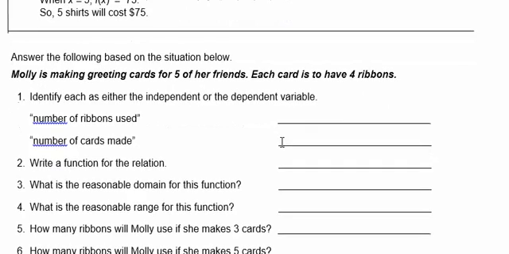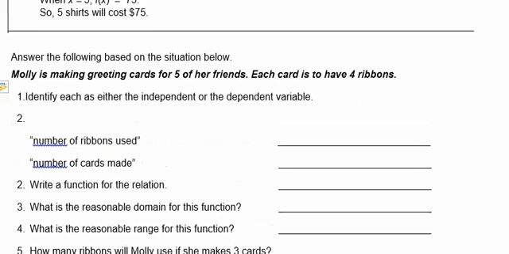On the worksheet, your first example is that Molly's making greeting cards for 5 of her friends. Each card is to have 5 ribbons. You have to figure out the independent or the dependent variable. The best way to do this is to write a sentence, just like I did with the above example, with something depends on something. So let's see, how could we do this? The number of ribbons used or the number of cards made? Let's try it this way first.